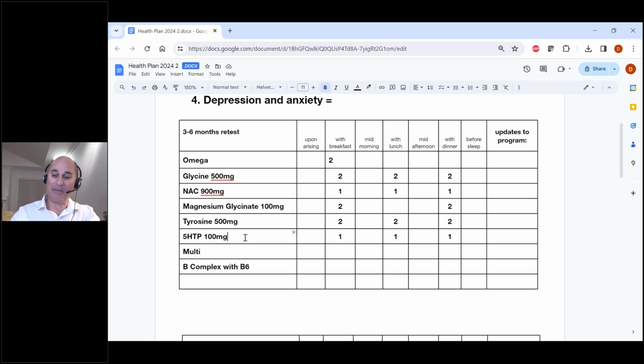If the person has a major issue with sleep, you can give the 5-HTP all at nighttime instead of giving it during the day. You can really do it either way. But if they have a major sleep problem, sometimes it's more effective to do the 5-HTP at night.